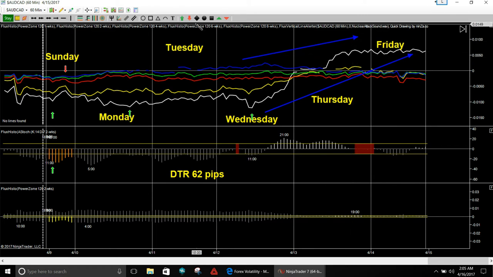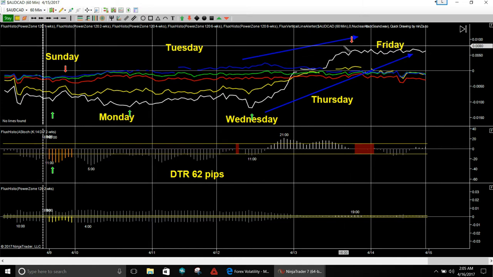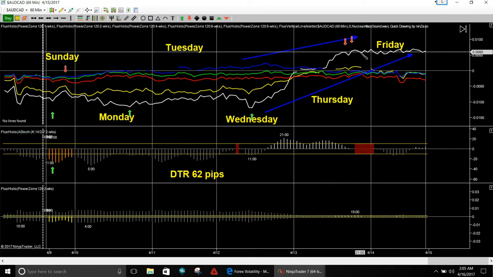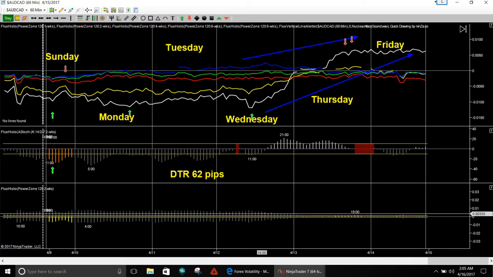Exit probably at 1,800 because it's going to go sideways from there. Or you can exit on this first dip at 1,600 before it dips. It's going to pull right back, then it's going to go sideways until Friday. All right, that is the Aussie Canadian.